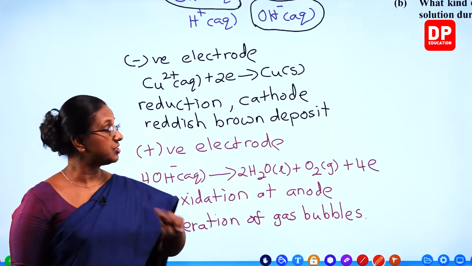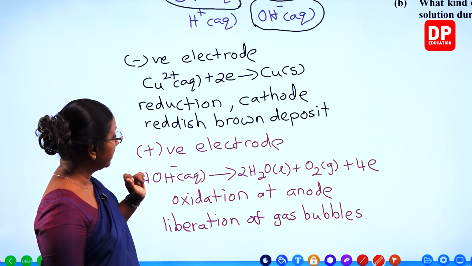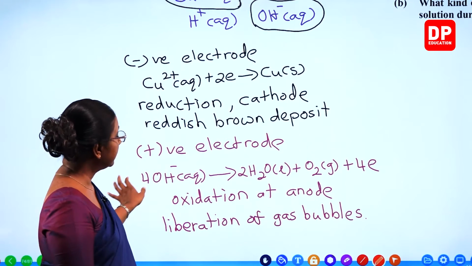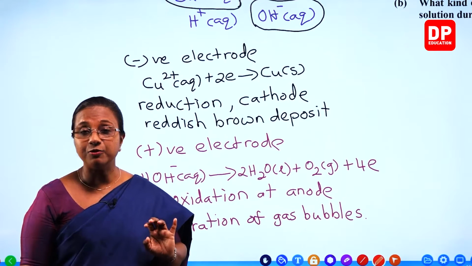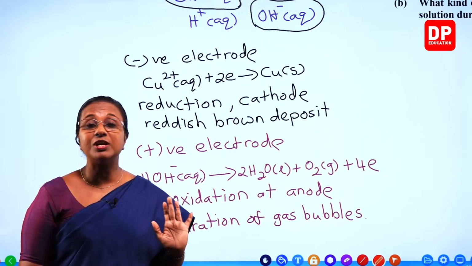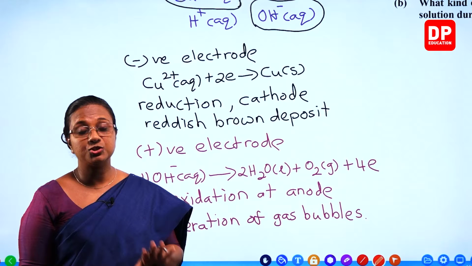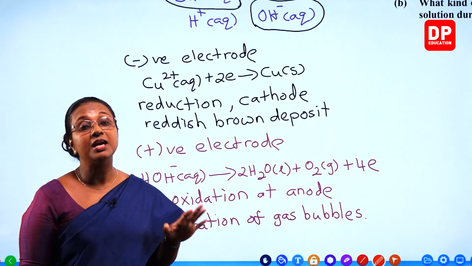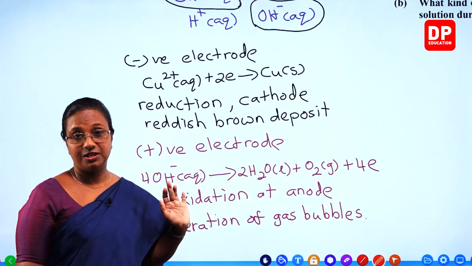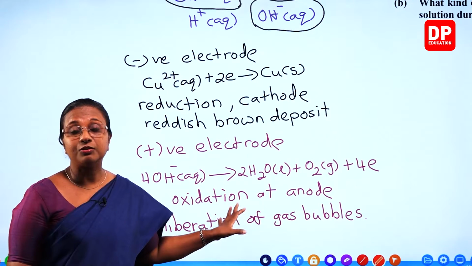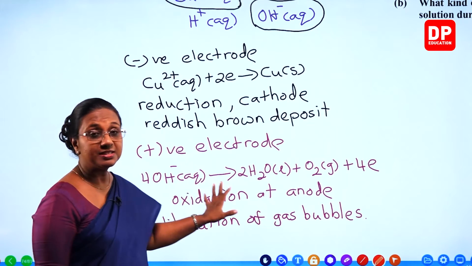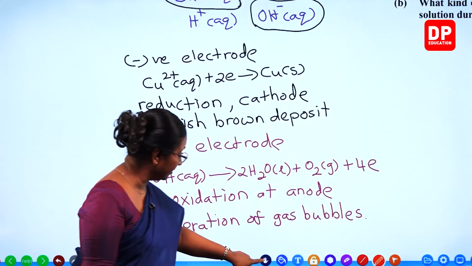So, there are 3 observations. Near the negative electrode, the cathode, you will see a brown color deposit, which is copper. Near the positive electrode, the anode, you will see the liberation of gas bubbles. And also, you will see the gradual decrease in blue color of the solution and finally, the solution becoming colorless. Those are the observations you can see from this activity. So, you are familiar with this electrolytic process. Is that clear, students? Now that I have revised this, you can easily answer the question.